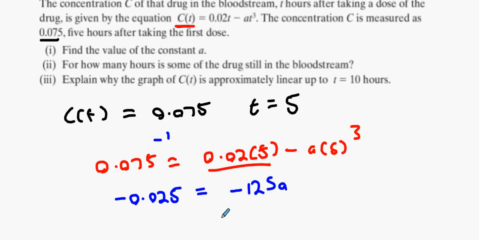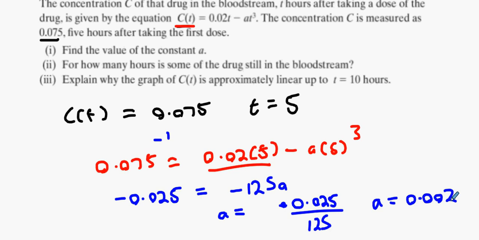What's A going to be equal then? 0.025 divided by 125. And what do you get for that? 3 zeros and a 2, is it? 3 zeros, not 2 zeros. Who got 0.002 there, guys? Alright, awesome.